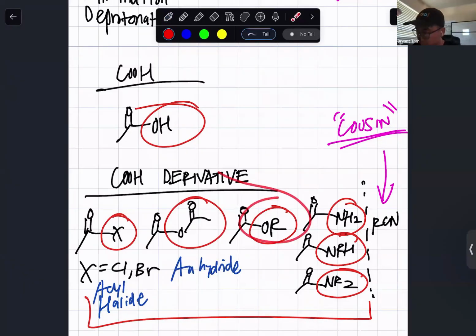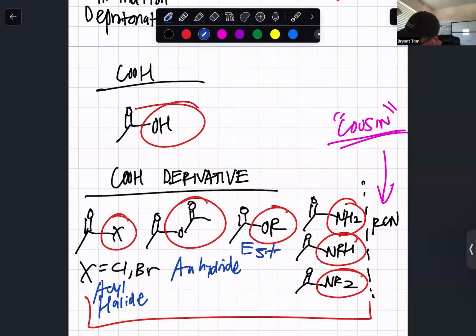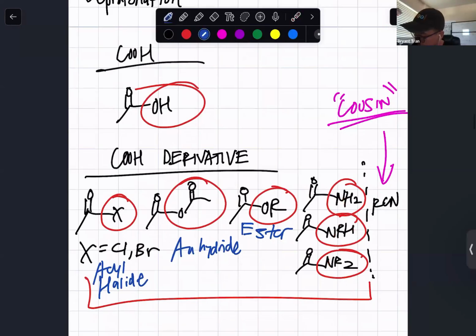When you have an OR as the leaving group, we call that an ester. When you have an amine as the leaving group, we call that an amide. And this right here is a nitrile. No carbonyl though. Nitrile.